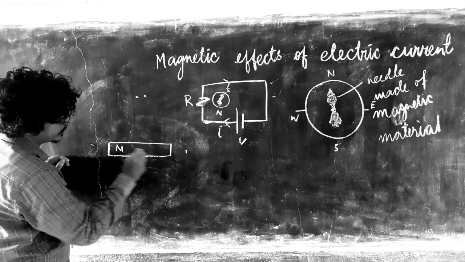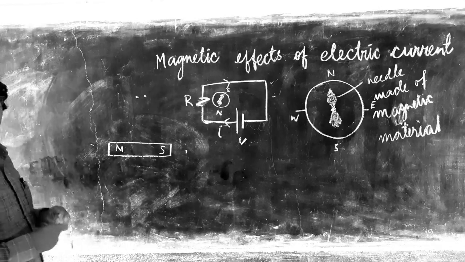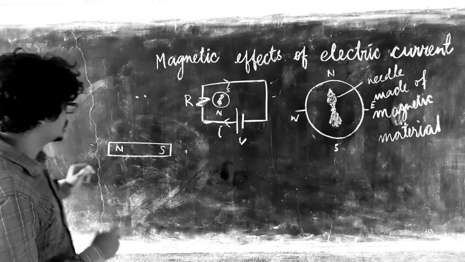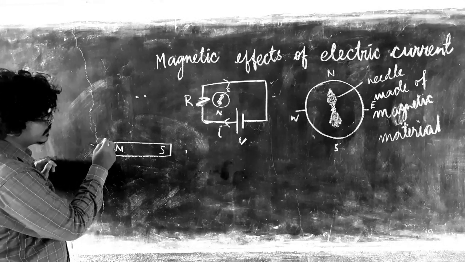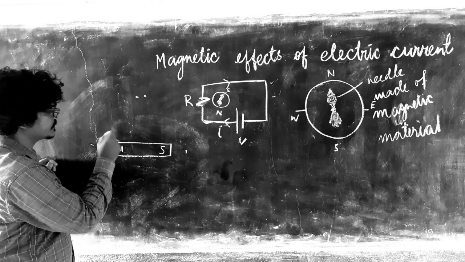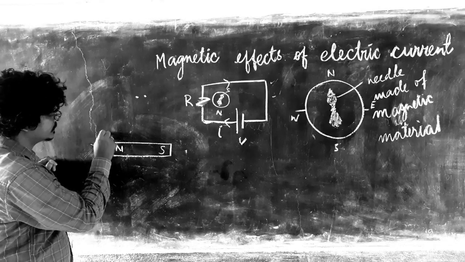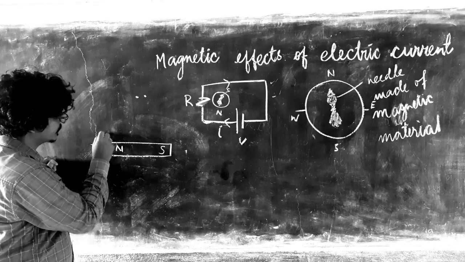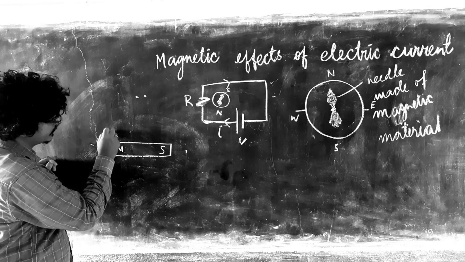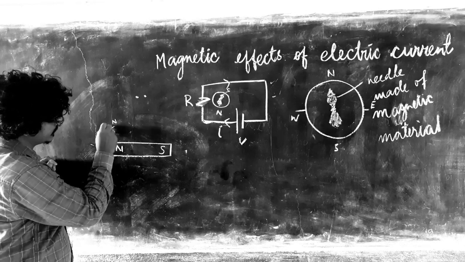This is a magnetic bar. Now place this magnetic compass near here, near the north. You will see that the magnetic needle is directed something like this. This is north, this is south. Then again place it here, and it is directed something like this.